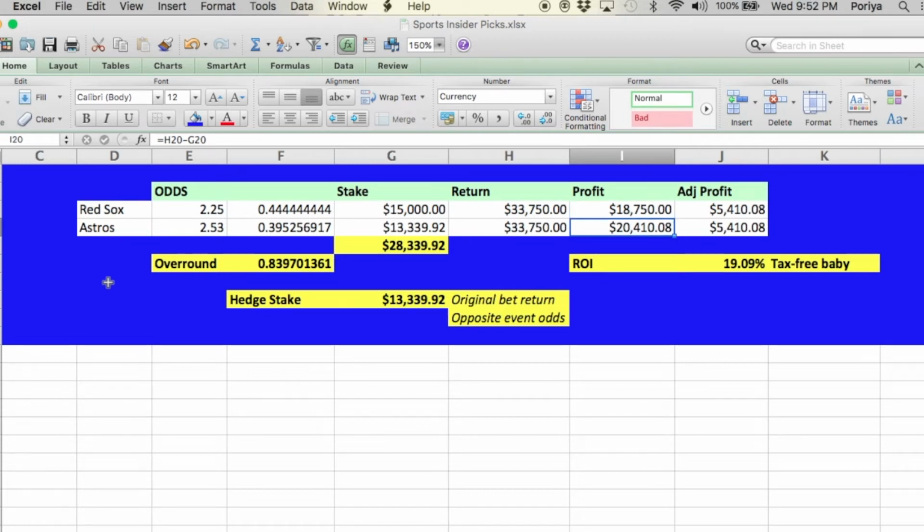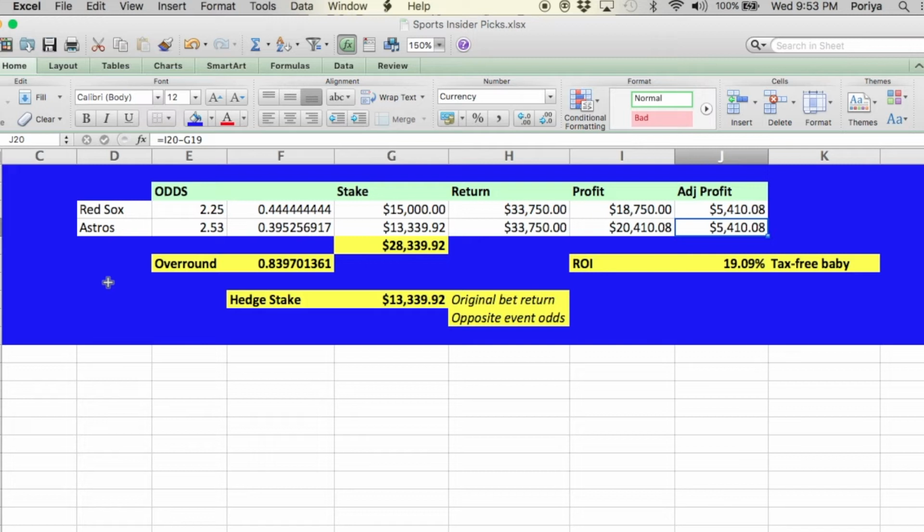Now, if we want to hedge this so that we don't lose any money, what we can do is hedge this amount. To get that amount, we divide the original bet return, so this amount here, the 33,750, by the opposite event odds, which is the $2.53. Doing that gives us a hedge stake of $13,339.92. And if we plug that number in here, you will see that we get a net profit of $5,410.08, regardless of who wins.